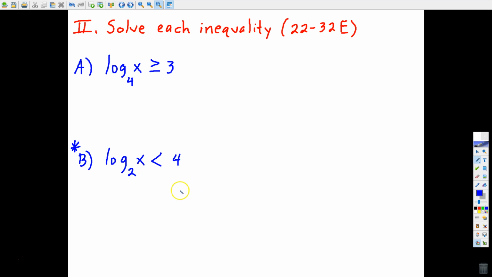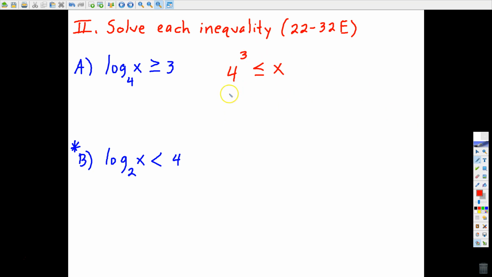Okay, well, let's take a look at some inequalities, and this will be the second half of your assignment, 22 to 32 even. It's still true that we need to take these log inequalities and convert them into exponential. So this will be a base of 4 raised to the 3rd power, and we'll turn this around so that the inequality, it's pointing at 3, so it still needs to be pointing at 3. Say that's less than or equal to x.